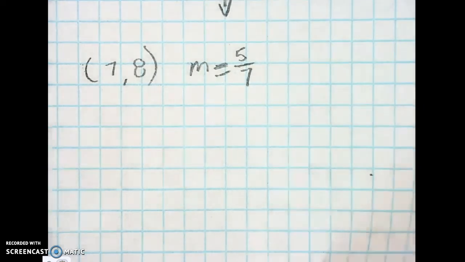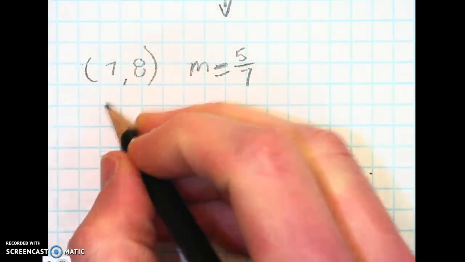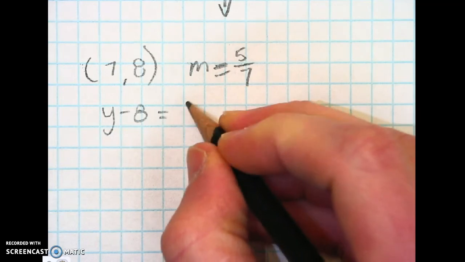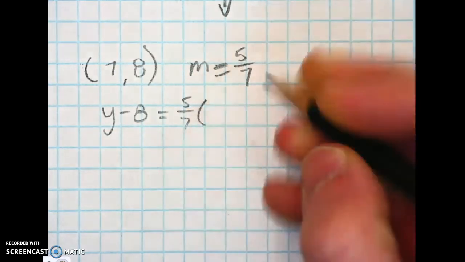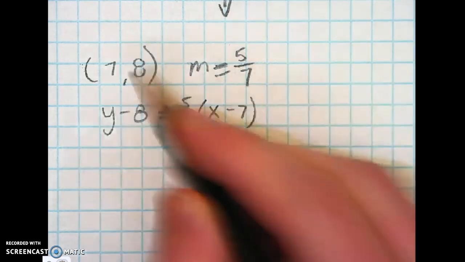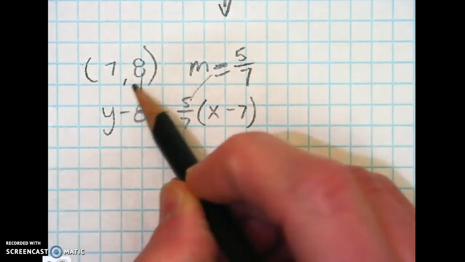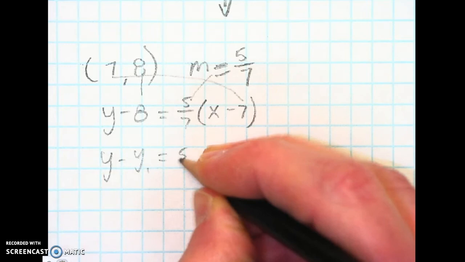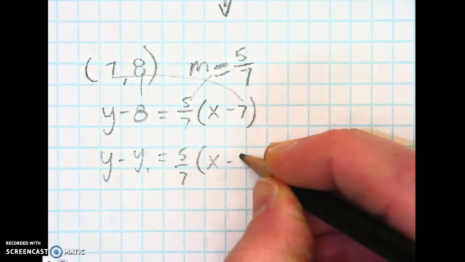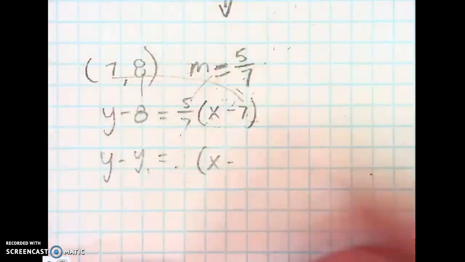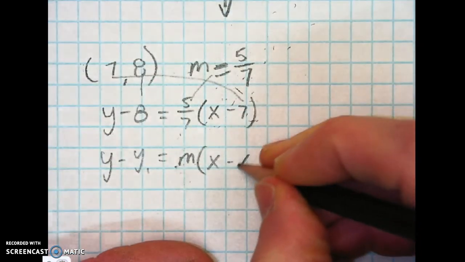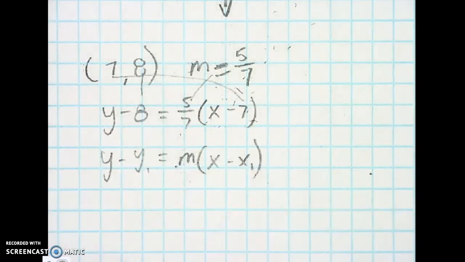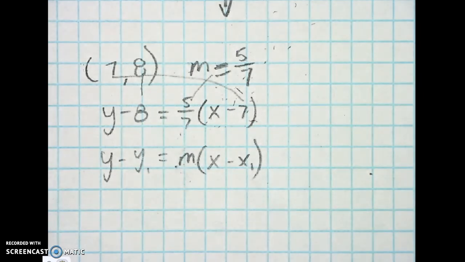Well, there's 2 ways you could do it. You could plug it into the point-slope form and do this. y minus 8 equals 5 over 7 times x minus 7. I just plugged in the y, the m, and the x to this equation we came up with yesterday. Remember, you don't have to do that, but if you want to do that on the test, I'll take it. Here's the way that I would have you do it.